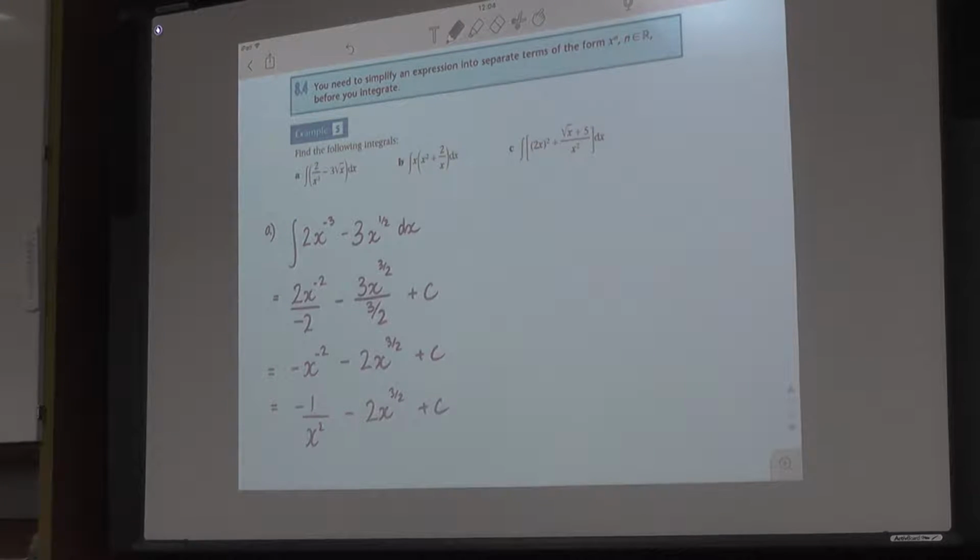Is everybody happy with that? That's okay. So you've got powers there, but you have to put them in terms of a positive or negative number, and the root, you've been tested again, that's to the power of a half.